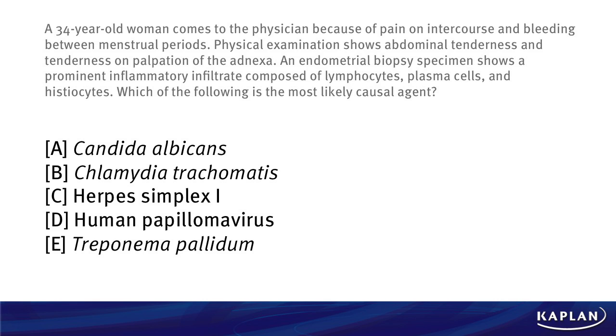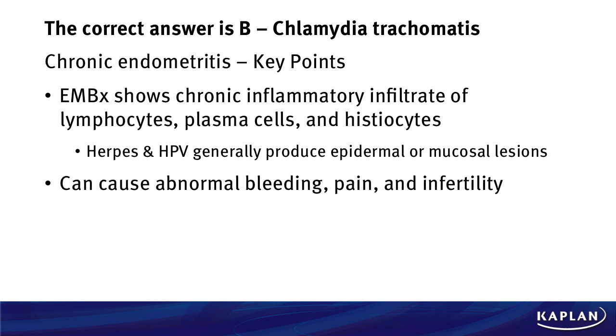Is it A, Candida albicans, B, Chlamydia trachomatis, C, herpes simplex 1, D, human papillomavirus, or E, Treponema pallidum? Now the answer to this vignette is B, Chlamydia trachomatis.